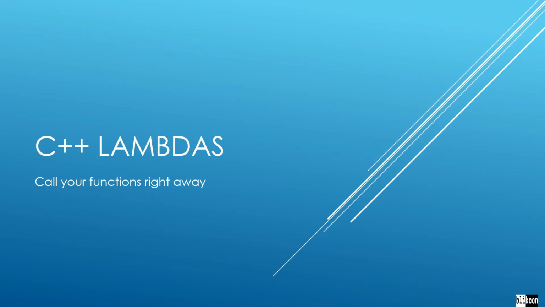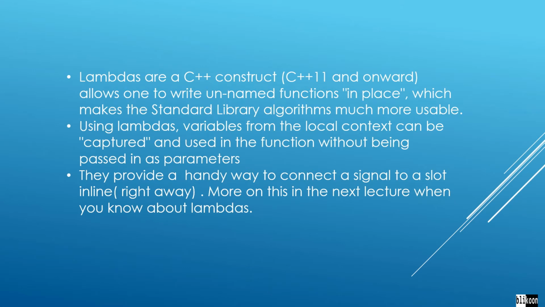In this lecture, we're going to look at C++ lambdas. What are lambdas? Lambdas are a construct in C++ that allows you to define functions inline. You define them in place and you can use them right away. Another feature that lambdas provide is to be able to capture variables in the context. I know this might not make sense, but you're going to understand this by the end of the lecture.